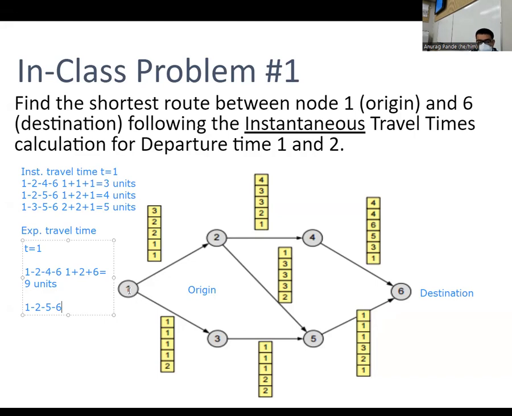If I'm doing 1, 2, 5, 6, I start at T equal to 1, I get here at T equal to 2. And then from 2 to 5, I take 3 minutes. I get here at T equal to 5. And then T equal to 5 takes 1 minute over here. So I just need to add 1 plus 3 plus 1. That's 5 units, and that's good.